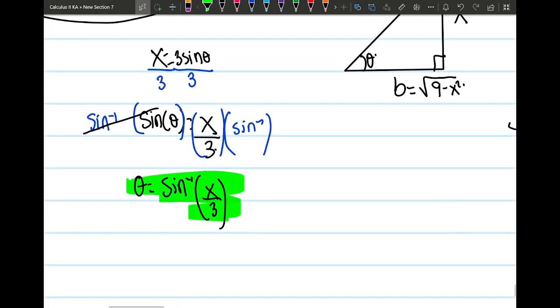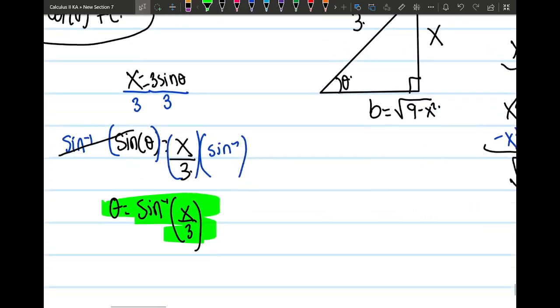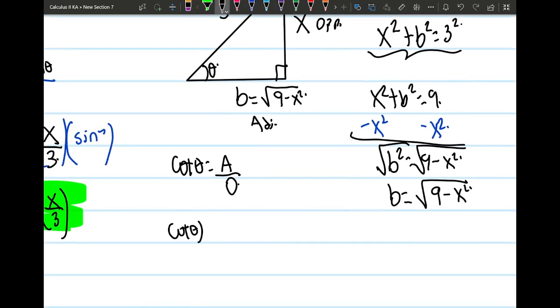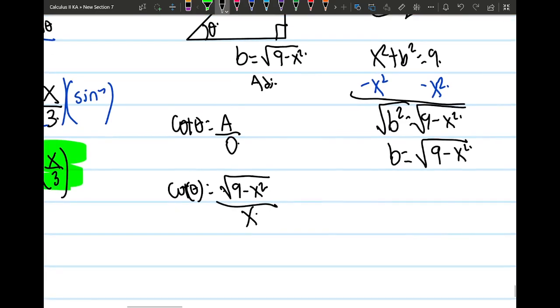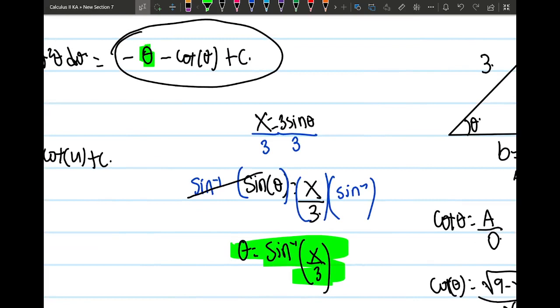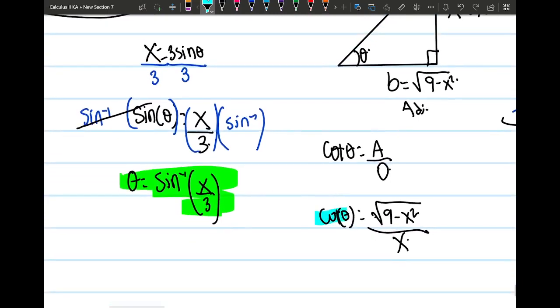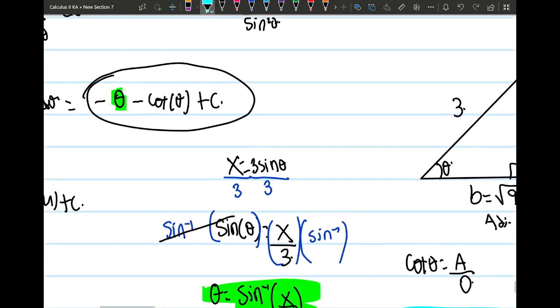Okay, so we had theta. Now we need to find cotangent theta. Cotangent theta is going to be adjacent over opposite. This is my adjacent side and this is my opposite side. So cotangent theta here is going to be the square root of 9 minus x squared over x. So I know that's cotangent theta, and that's what would go right here.